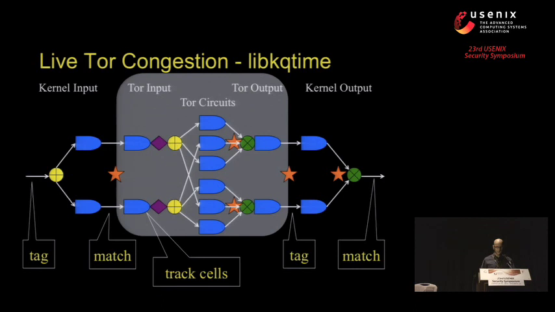Inside of Tor, once we read an entire cell, which is a Tor abstraction of a packet, sort of, we can track that cell through the Tor buffers. And again, we can use that information to compute the time that data is spending in each of these buffers.